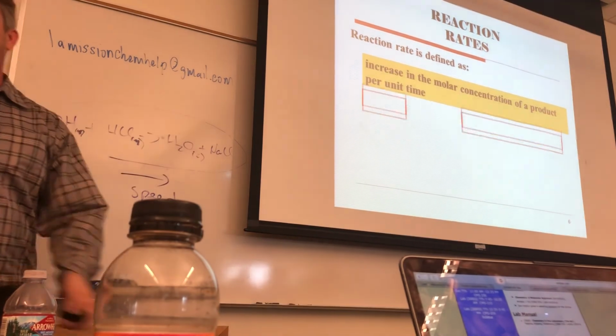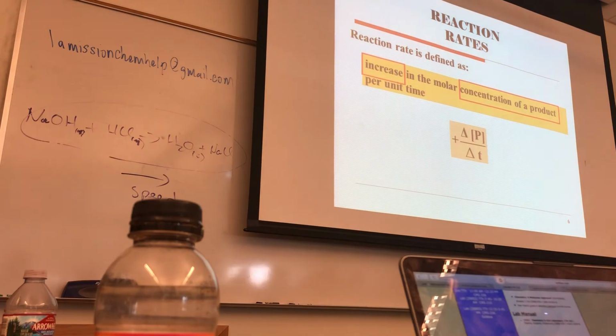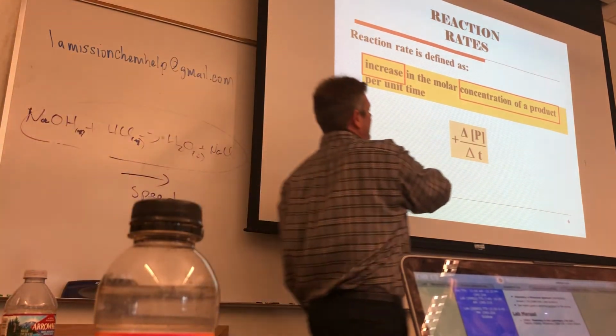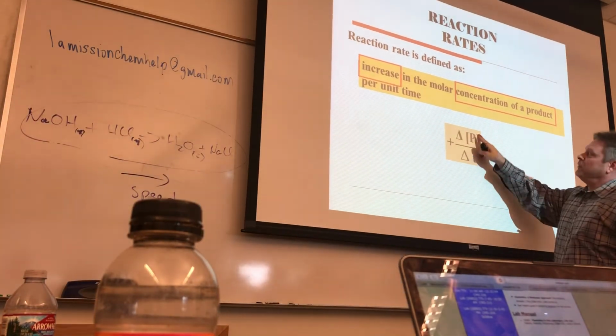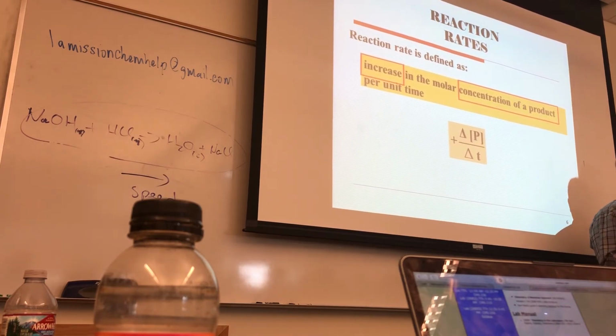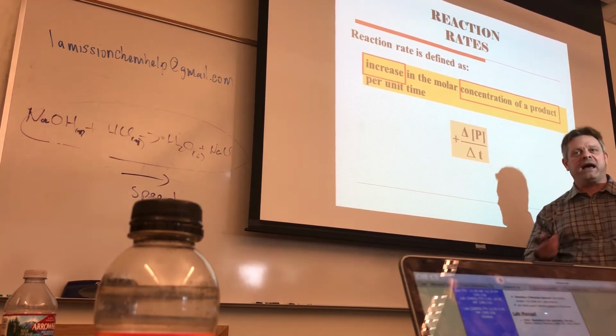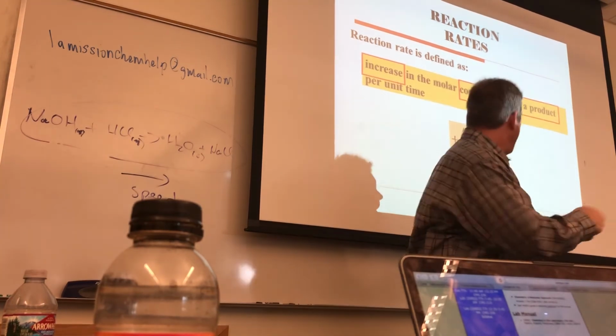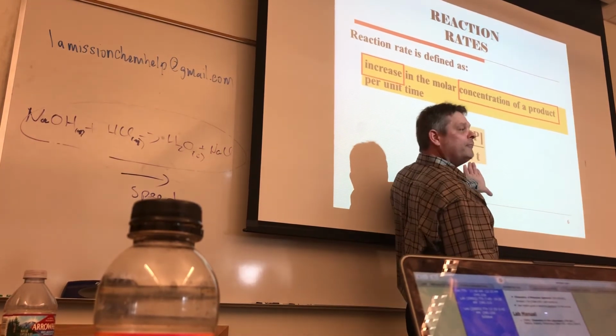All right. I could look at it either way. And how do I represent that? Delta, which is change, of the concentration. These brackets mean concentration. Primarily you're going to see that in terms of molarity. Where did you know that from? Acid-base reactions, if you recall. And the change of time.